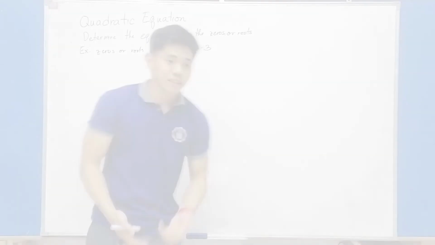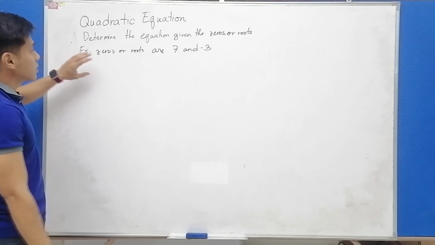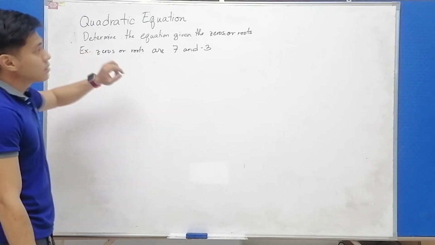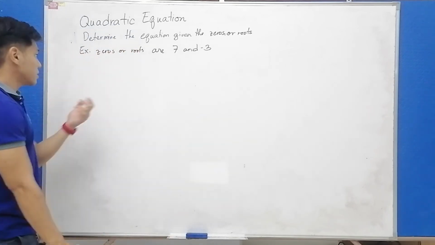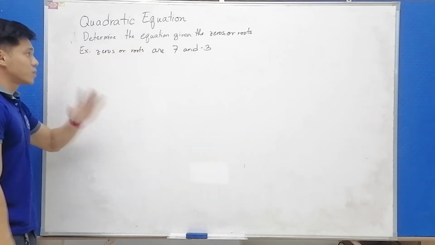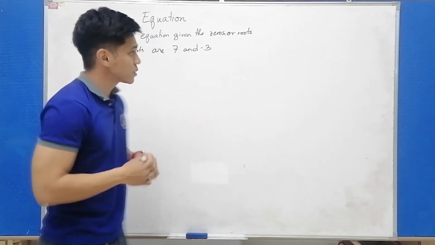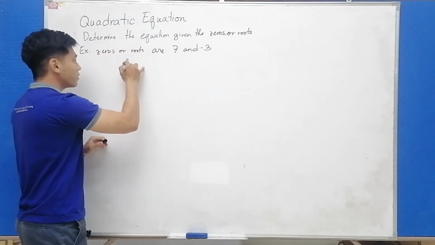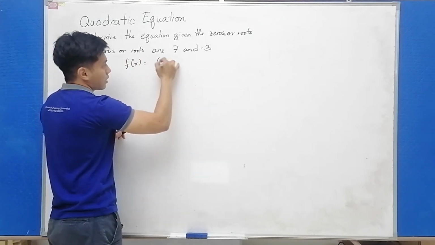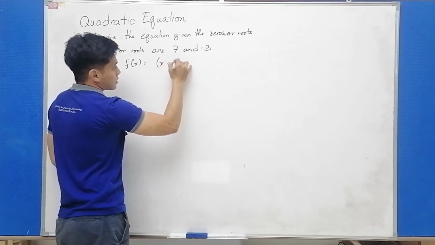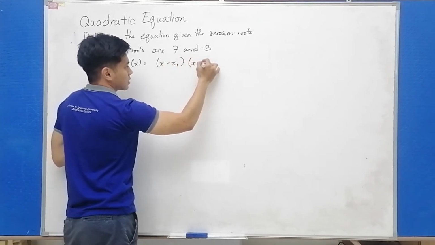And that's it. Today's topic is we're going to finally discuss how to find the equation given the zeros, or the roots, of the function. So we'll take this example. Zeros or roots are 7 and negative 3. So we need to remember this formula: f of x is equal to (x minus x sub 1) times (x minus x sub 2).